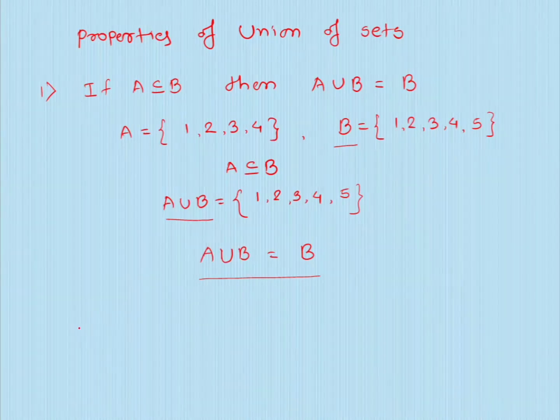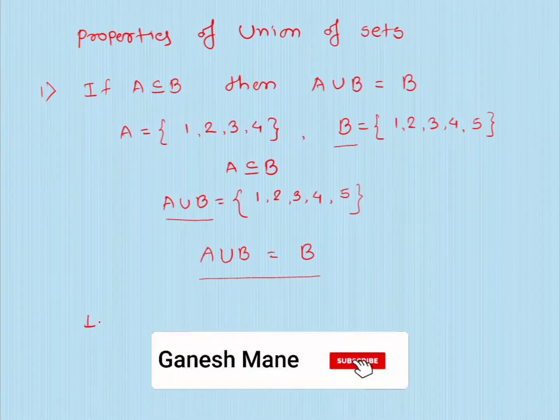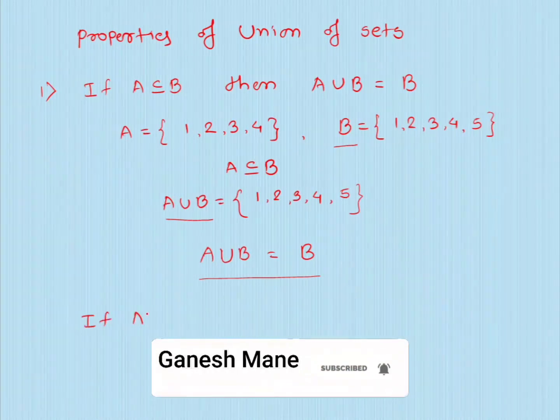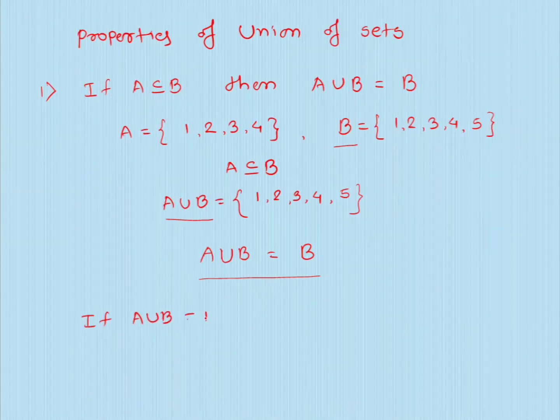And similarly, we have the converse of the previous property, that is, if A union B is equal to set B, then A must be a subset of set B, which is the converse of the previous property.